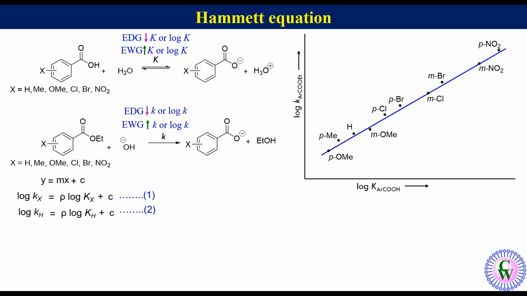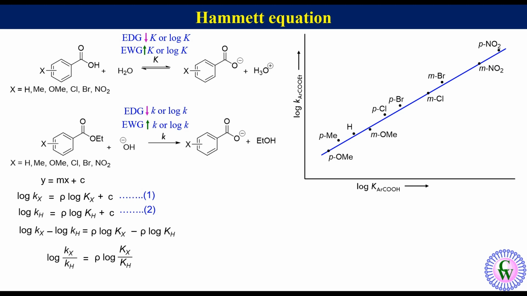Subtracting equation 2 from equation 1 gives log small kx minus log small kh is equal to rho log capital Kx minus rho log capital KH. Or we can write log small kx upon small kh is equal to rho log capital Kx upon capital KH. Dissociation constant of benzoic acid in water, capital KH, and dissociation constant of different meta and para-substituted benzoic acid in water, capital KX, are known.